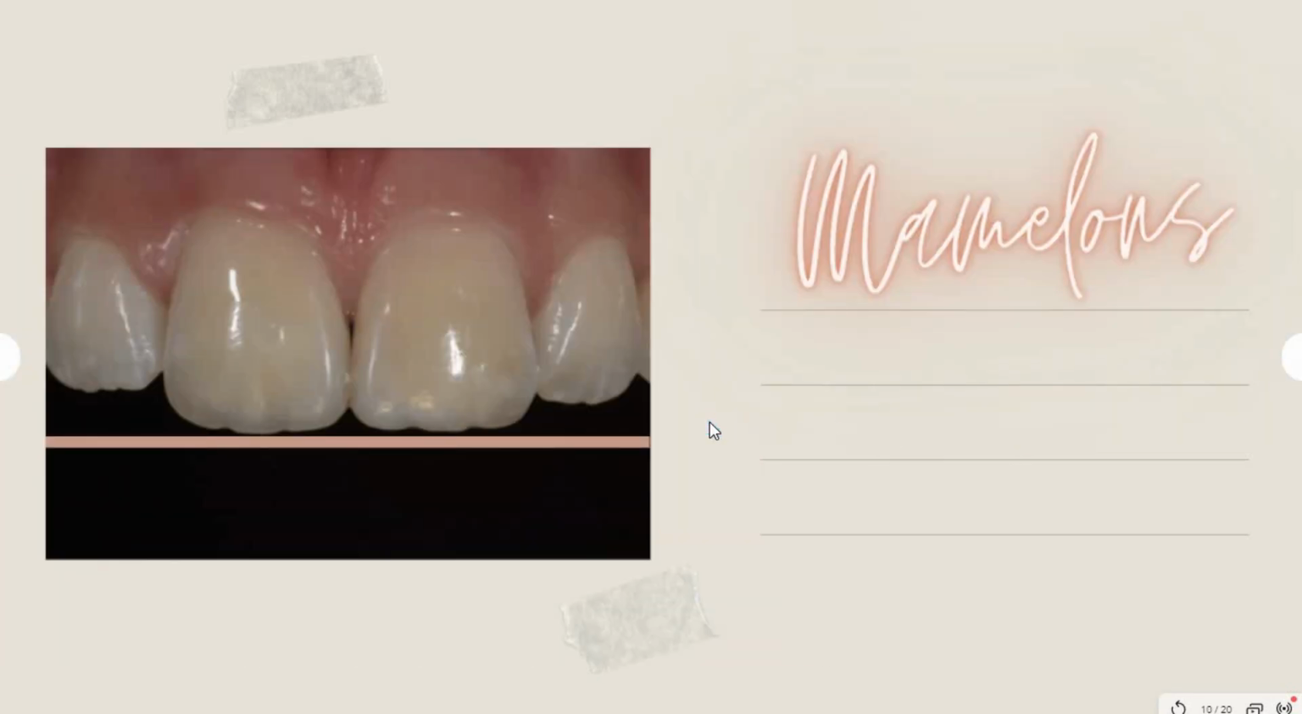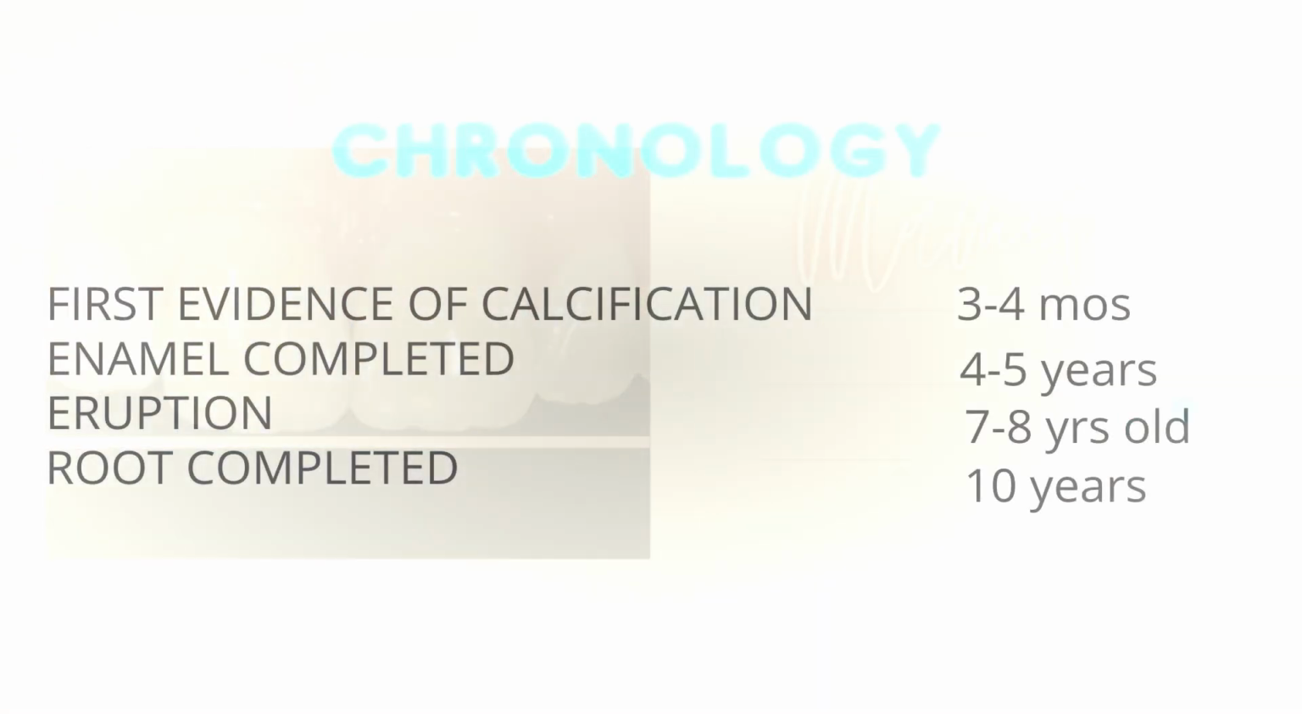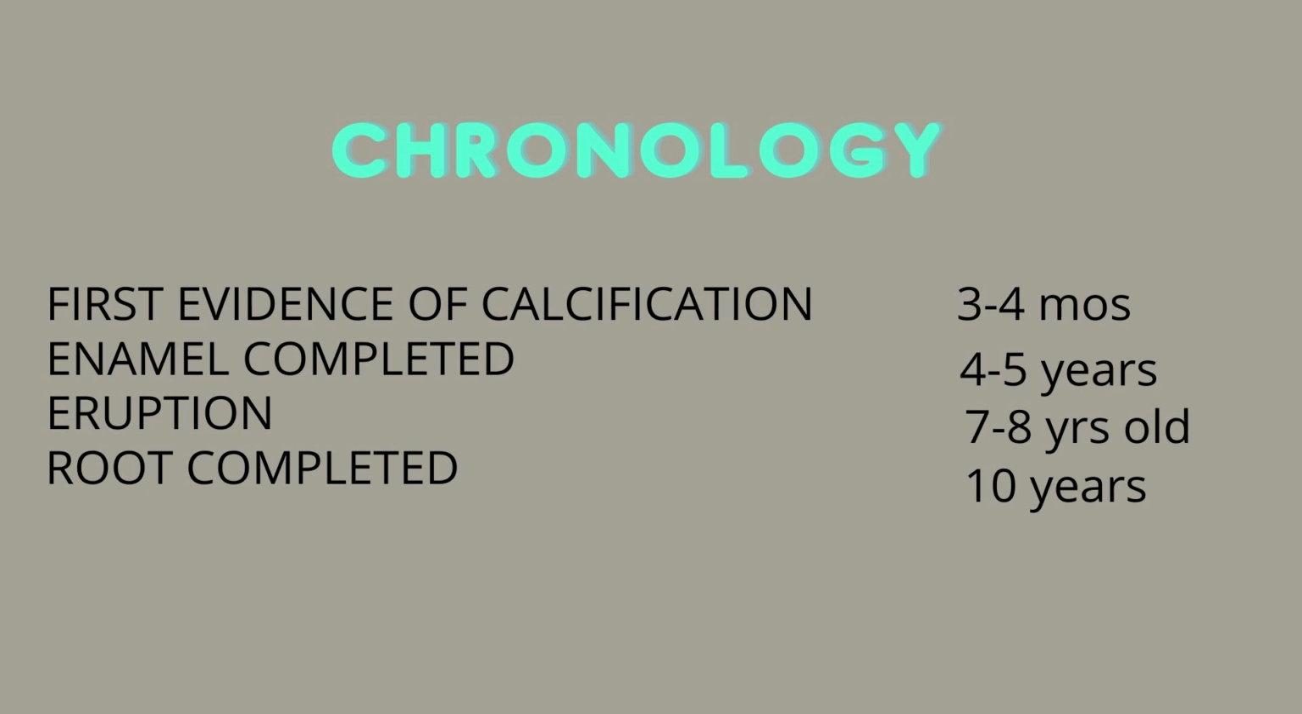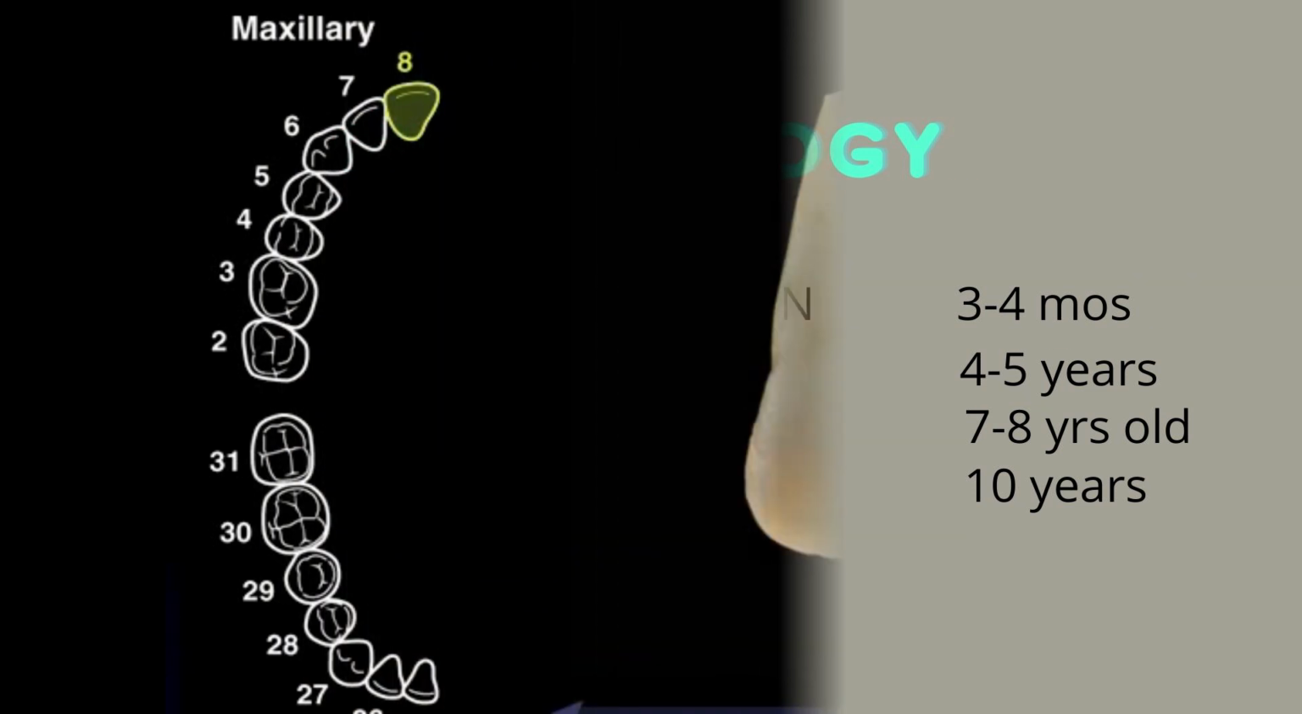During early eruption, the incisors present grooved ridges located on the incisal ridge called the mamelons. Chronology. The first evidence of calcification for your central incisor is around 3 to 4 months. Enamel is completed after 4 to 5 years. It will first be seen inside the oral cavity around 7 to 8 years old, and the root is completed around 10 years of age.